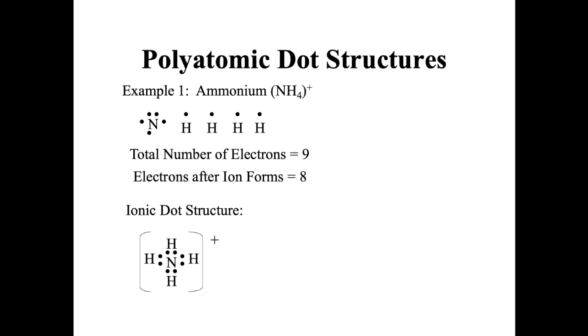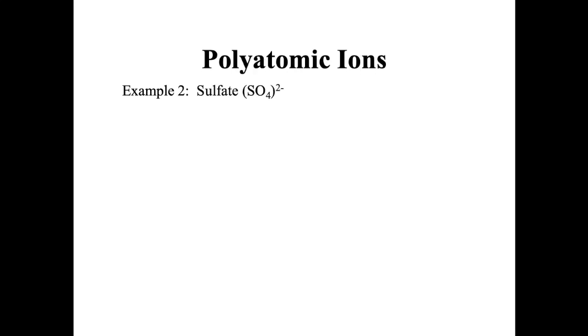So we put our 4 hydrogens all the way around nitrogen. You can see that we have 8 valence electrons. Again, because this is an ion, we put the entire structure in brackets and we put its charge outside of it. Let's look at another example. Let's look at sulfate, an example of a negative polyatomic ion.